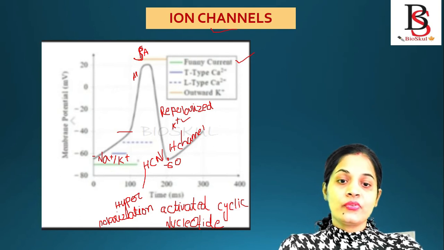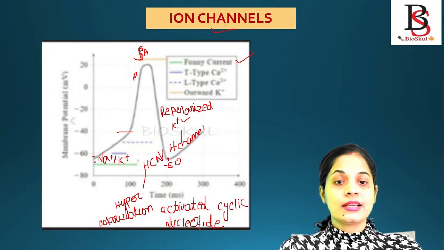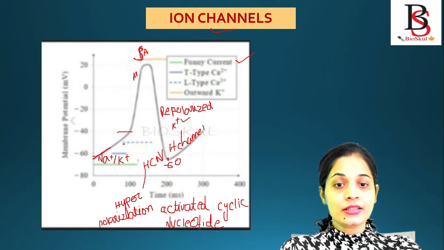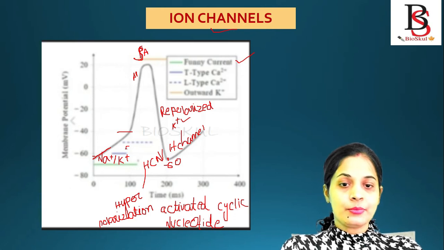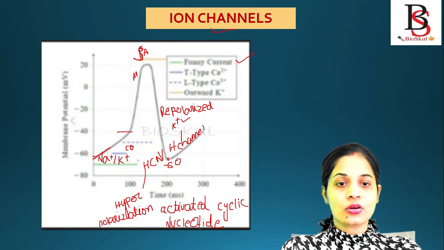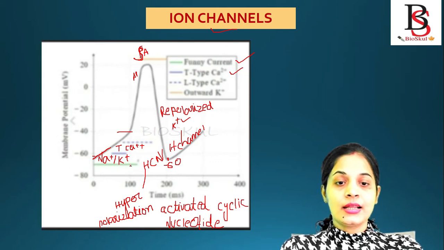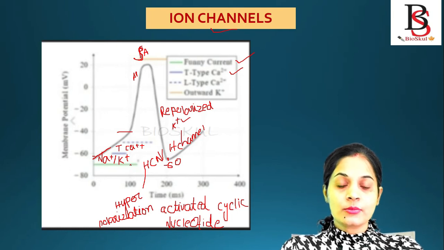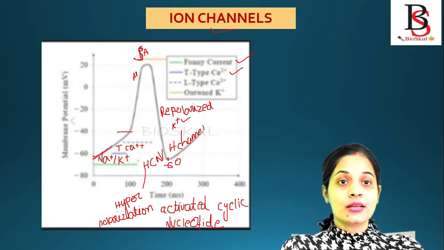So when the sodium ion enters into the cell, the membrane potential moves toward the positive point. At that same time, another channel, here you can see this dotted line, gets open. That is called the transient type of calcium channel, or T type calcium channel. This mixed sodium, potassium ion and calcium ion help the cell to reach its threshold.